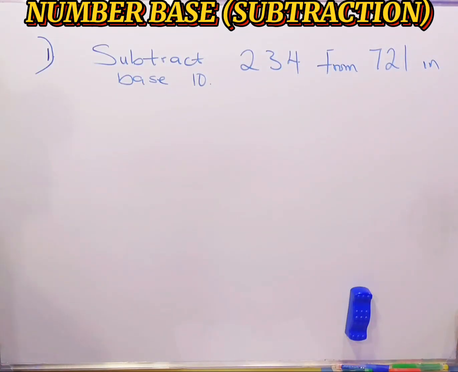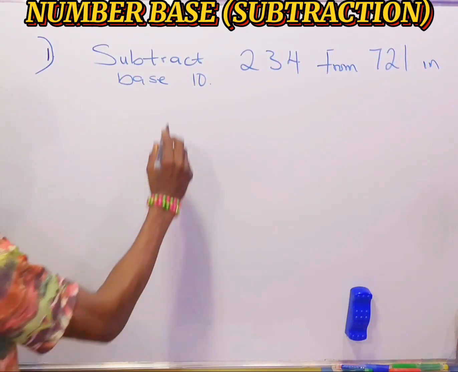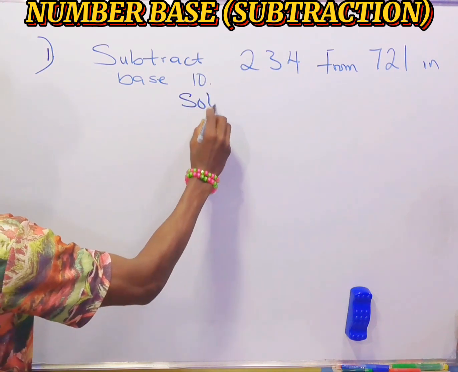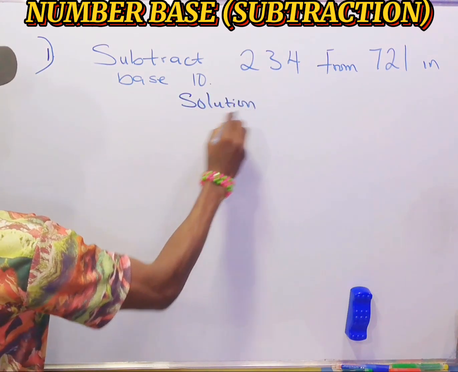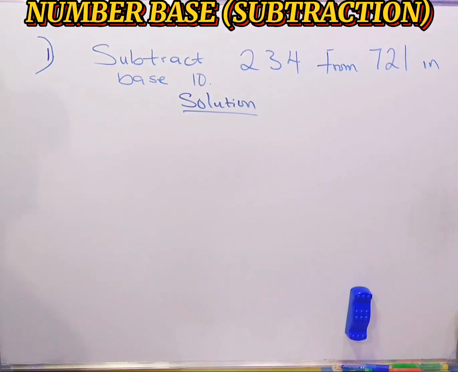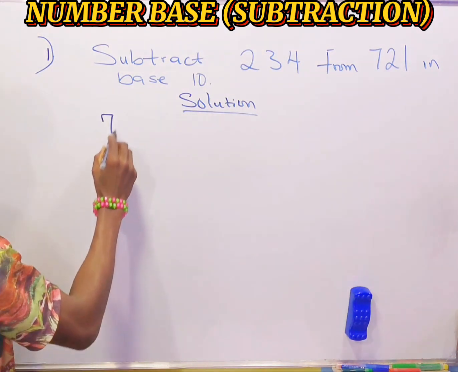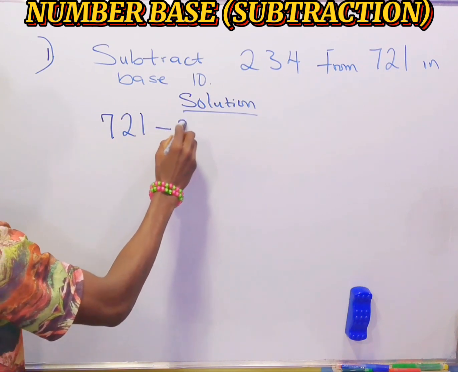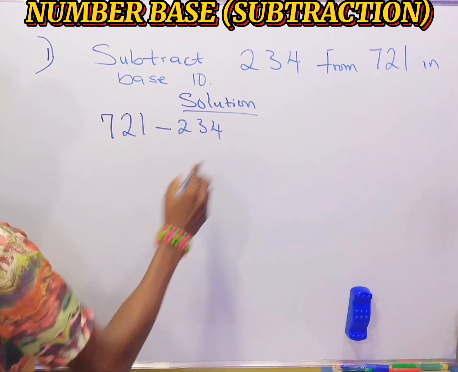Subtract 234 from 721 in base 10. We have to subtract 234 from 721. That means we'll have it as 721 minus 234.